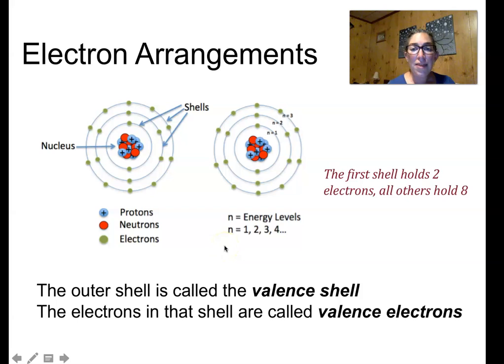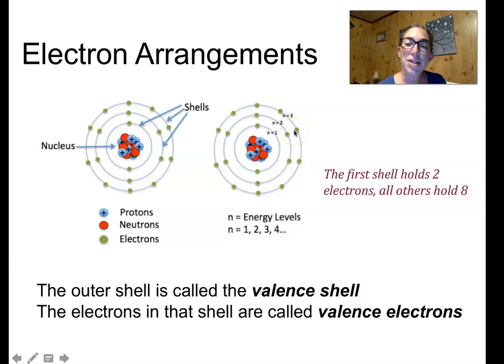Okay, so this outermost shell, whichever one is the outermost shell, in this case it's the third shell, but in another atom it might be the fourth or fifth shell. That outer shell has a special name. It's called the valence shell. And the electrons in that shell, or that energy level, are called the valence electrons. And it's these valence electrons, since they're on the outermost part of the atom's surface, that are the most important and involved in chemical reactions and chemical bonding. So these are the ones we care the most about.